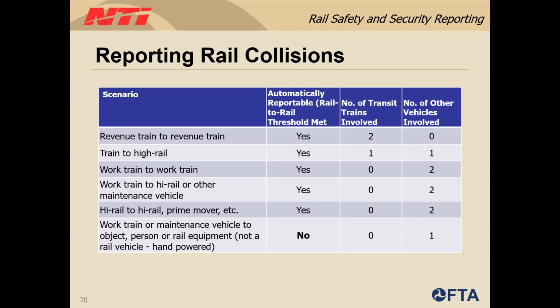In the last row, you see that when a work train or maintenance vehicle collides with an object or a person or rail equipment, just as we mentioned, the event is still reportable as a rail collision, but a threshold must be met, such as an injury or property damage.